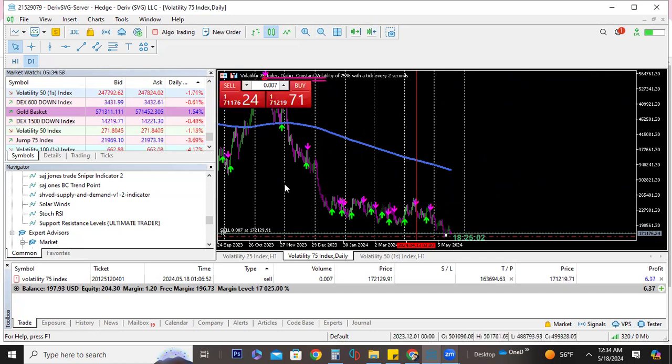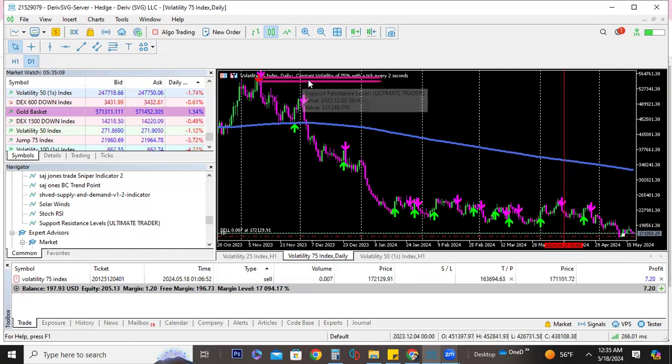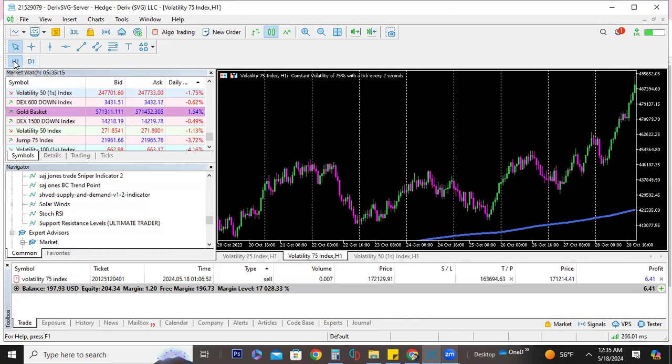But I digress. So we have confirmation that the market is in a downtrend on the daily time frame based off of the resistance here, the trend point arrows, and the 200 moving average. So we'll jump back to the hour.